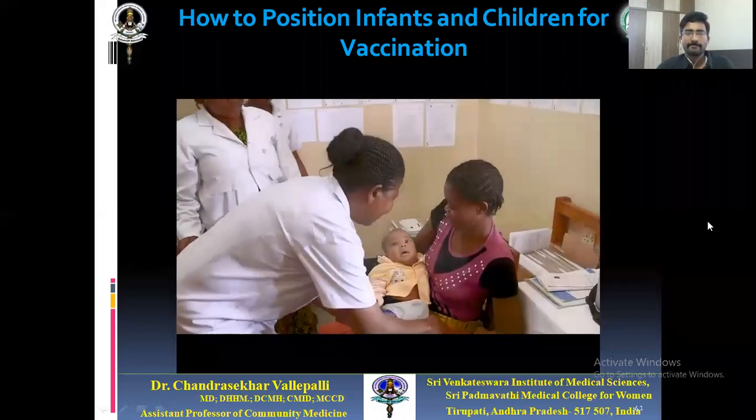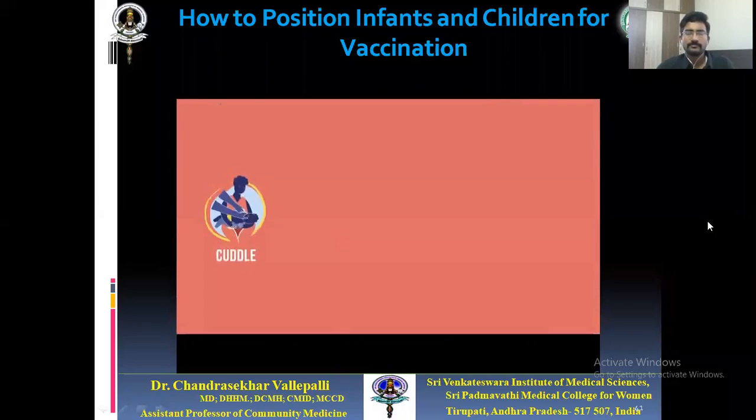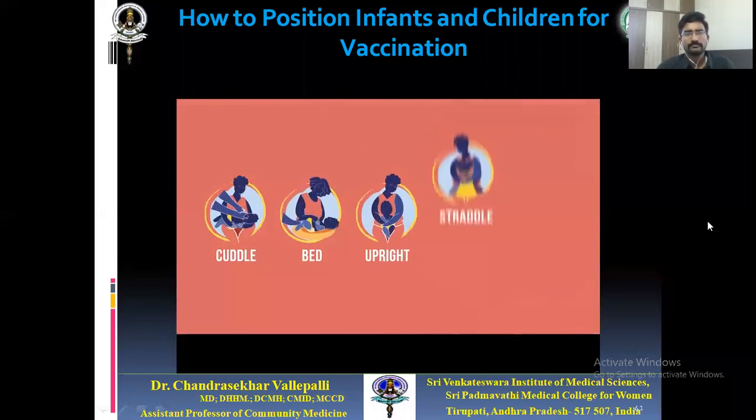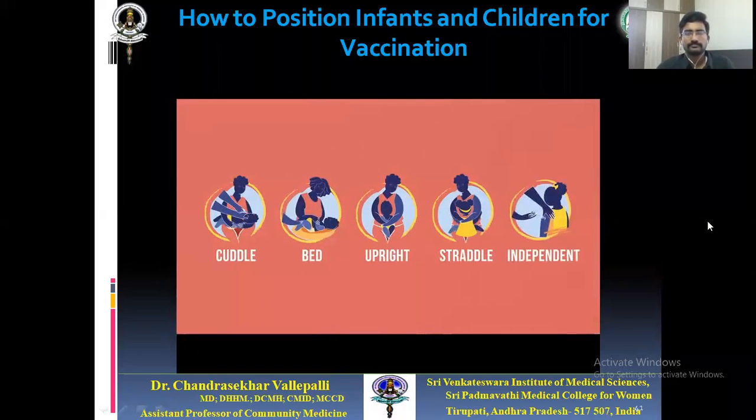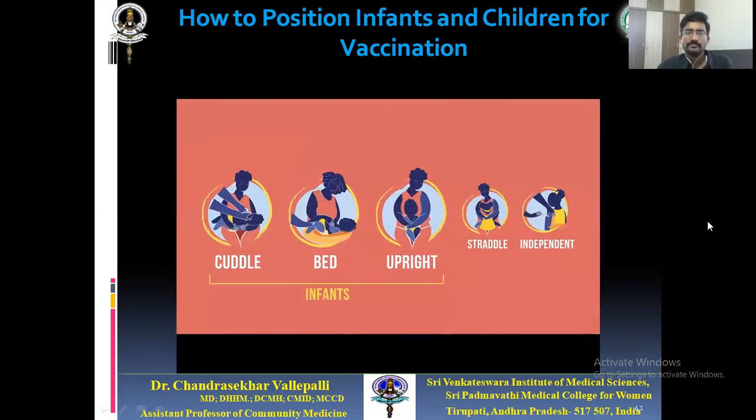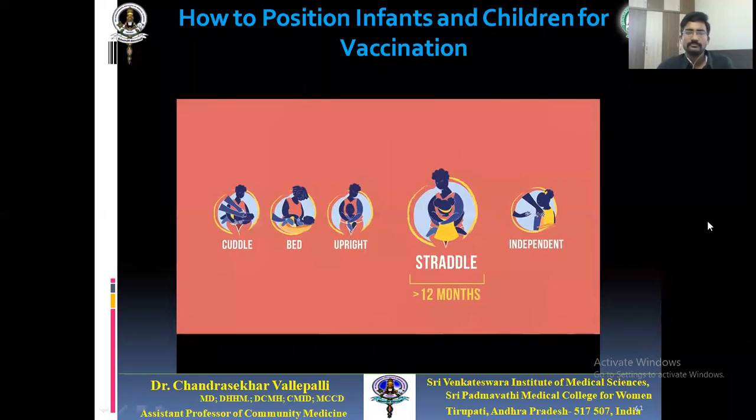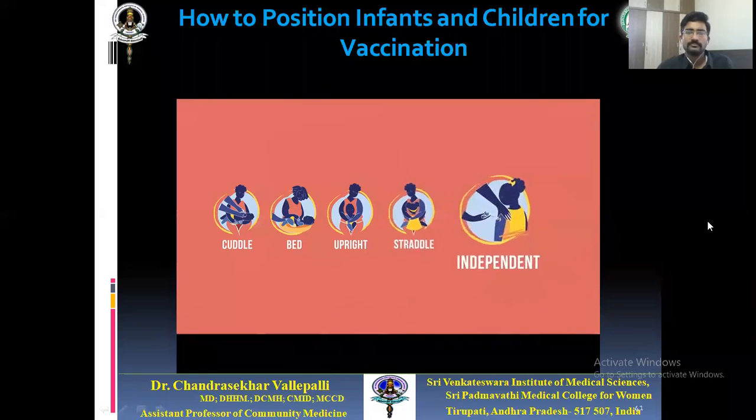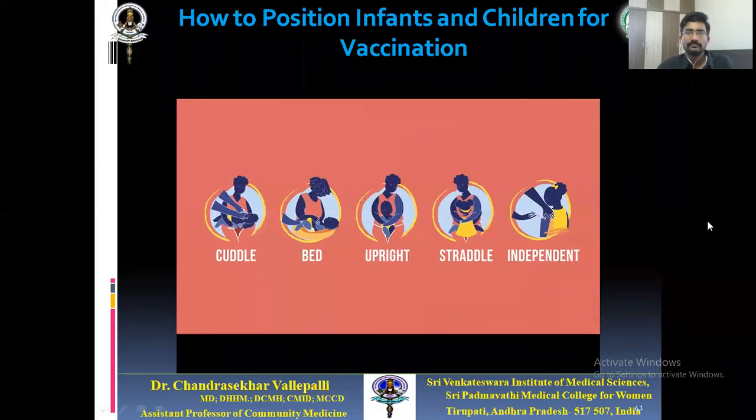There are 5 recommended positions for vaccination. The choice of position will depend on the number of vaccines to be given, the age of the child, and the materials available. The first three are for infants, the fourth is for children aged 12 months or older, and the fifth is for adolescents and adults. Let us examine each position and the advantages and disadvantages of each one.